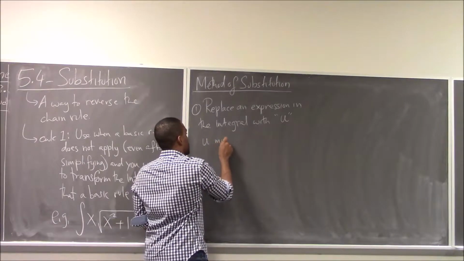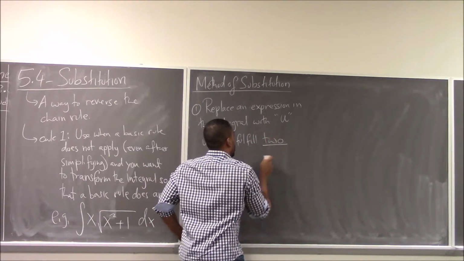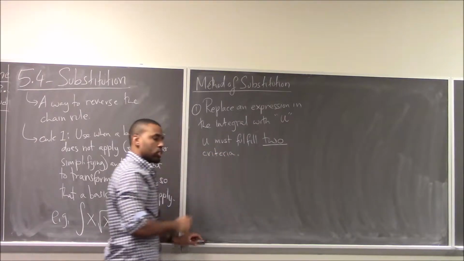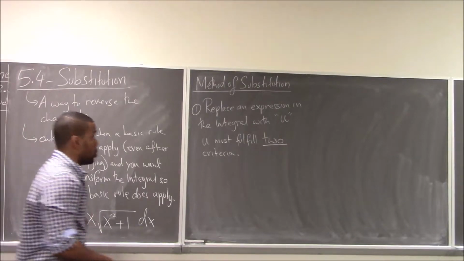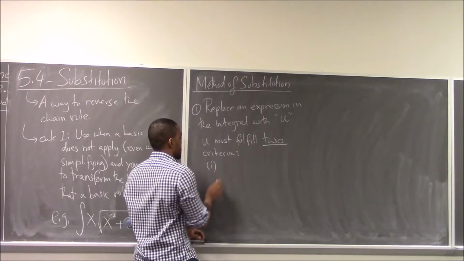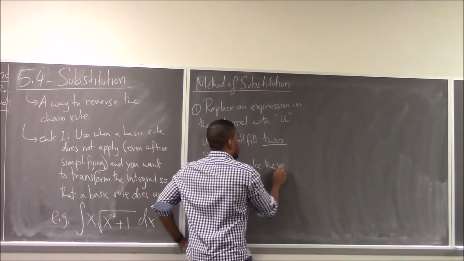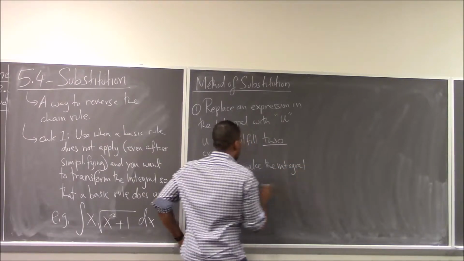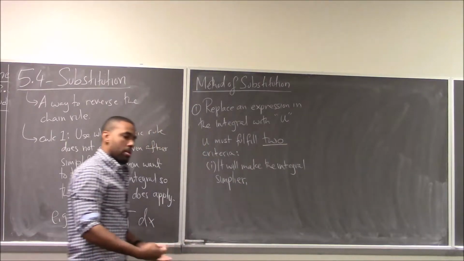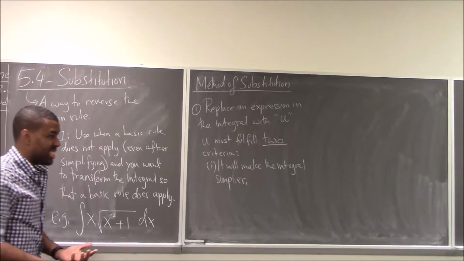U must fulfill two criteria, right? So you don't just randomly replace whatever. You need to make sure that the thing you replace fulfills two properties. One, it will make the integral simpler. By simpler, I mean it will make the integral start to look like something that a basic rule can work on, whereas it didn't before.